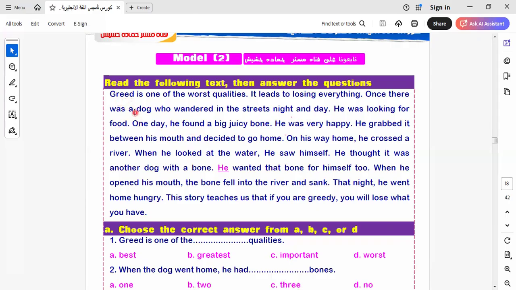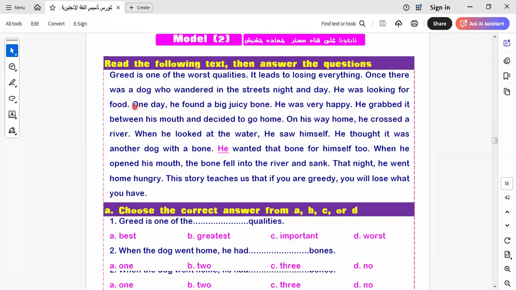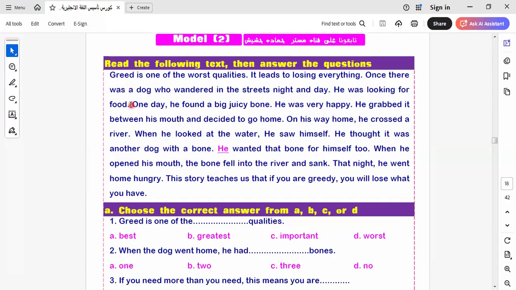The text is about greed. Greedy comes from greed, someone who wants everything in the world. Okay, this is the person that wants everything, can't give anything and wants everything. Greed is one of the worst qualities. It leads to losing everything. There was a dog who wandered in the streets night and day. He was looking for food. One day he found a big juicy bone. He was very happy. He grabbed it in his mouth and decided to go.